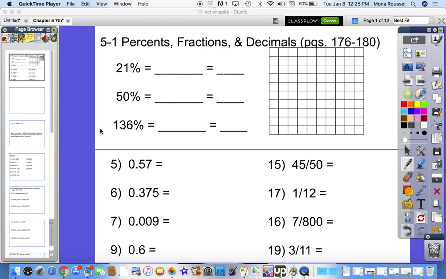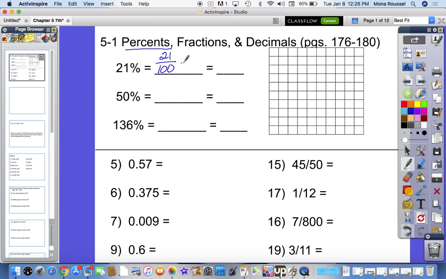In this lesson, we were changing percents to fractions and decimals, but then we're also going to learn how to change decimals into percents and fractions into percents. Our first example is 21%. And remember, we said percent means per hundred, or number out of 100. So 21% would mean 21 out of 100.